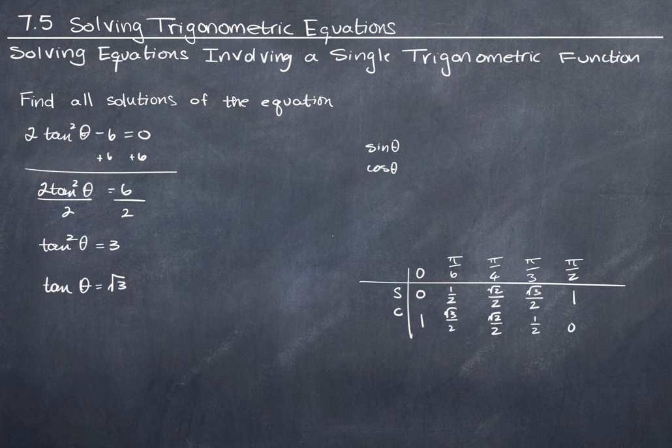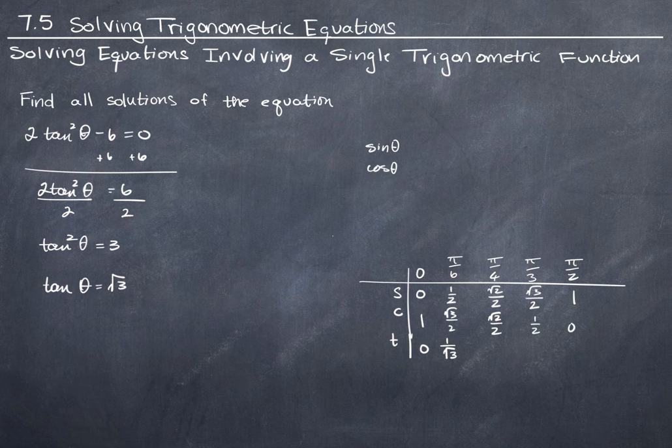And then what I'm looking for is a tangent, so I need to know what the sine over the cosine is. So I have a tangent row as well. And here, sine over cosine is 0. Here, sine over cosine, the denominators will cancel, so I have 1 over the square root of 3.